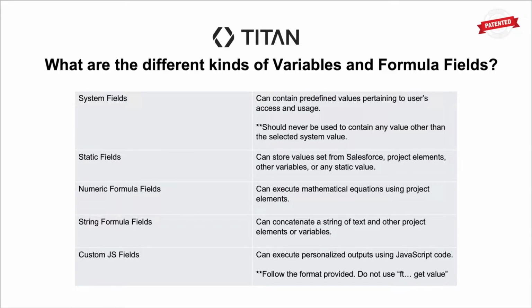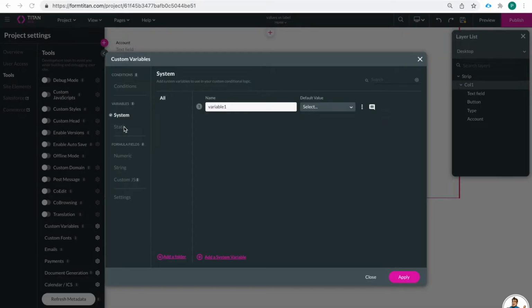So as I said, static fields can be used to store values from Salesforce or your project elements, other variables, or really any static value at all. Let's look at the static value. So the static variables here is where you create something like maybe a contact ID, and then you leave it blank, and later on this can be populated and set from other elements in either Salesforce or in your project.